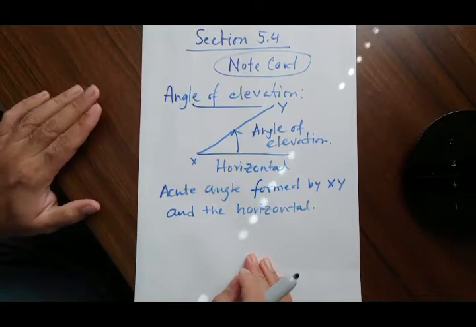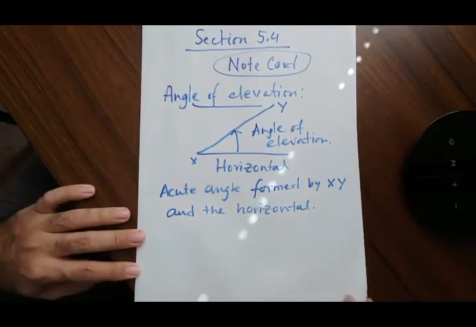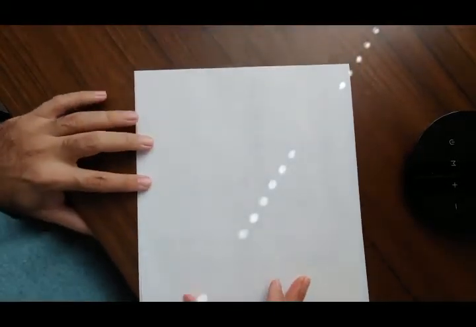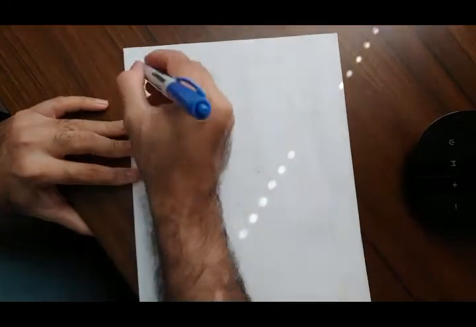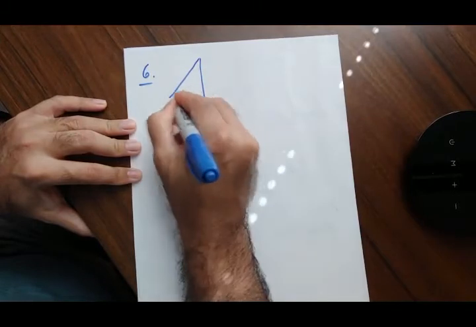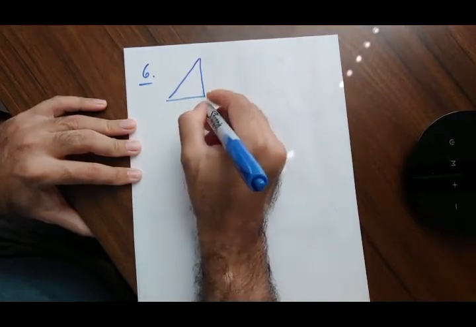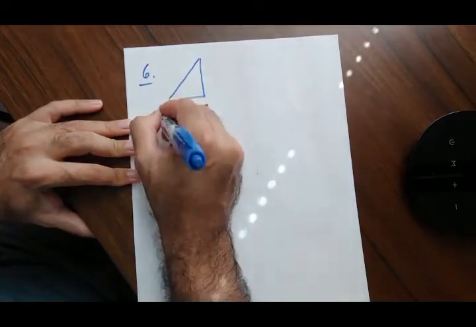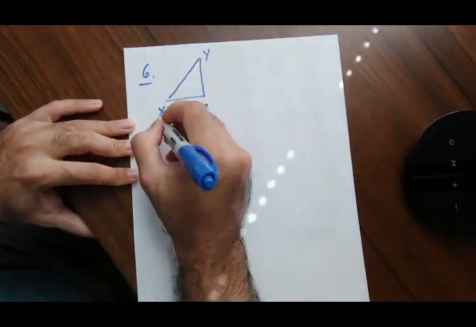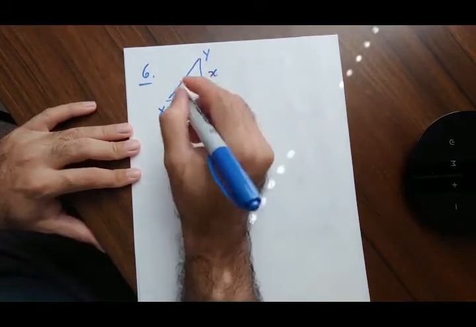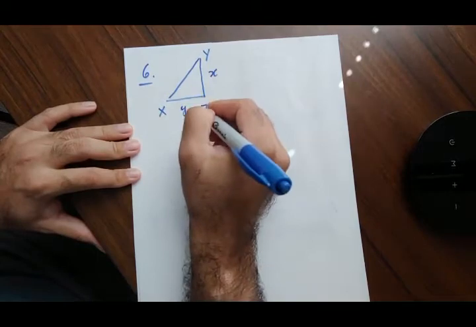So that's the only thing you need to know in terms of the note card purposes. The important problems here are all solving triangles. So let's go to the solving triangles part. We will start with problem number 6. So here is a right angle triangle, and Z is the right angle. I'm denoting the other angles by X and Y. That means capital X is the angle, so the opposite small x is the side. Similarly, small y is the side.